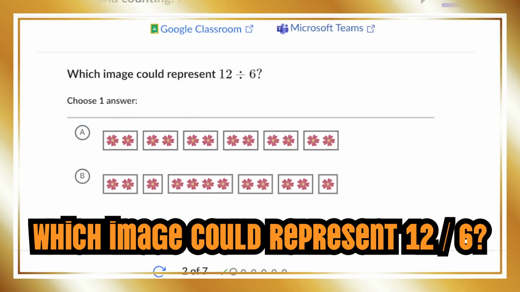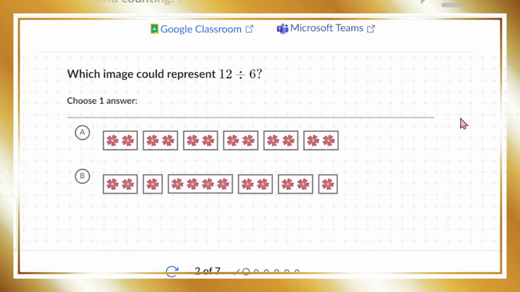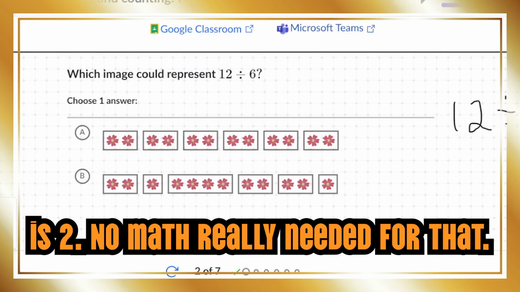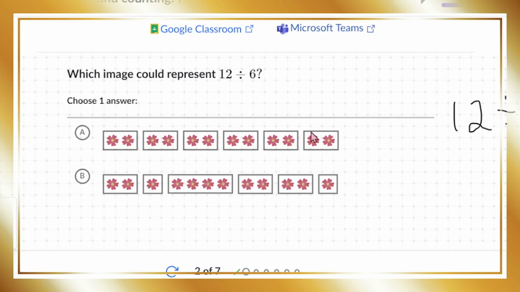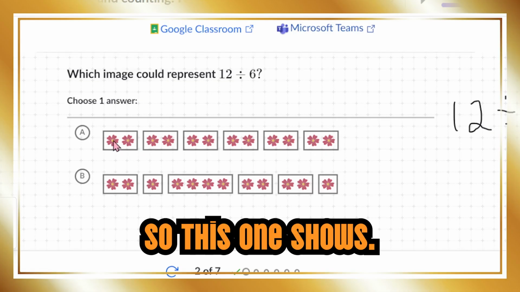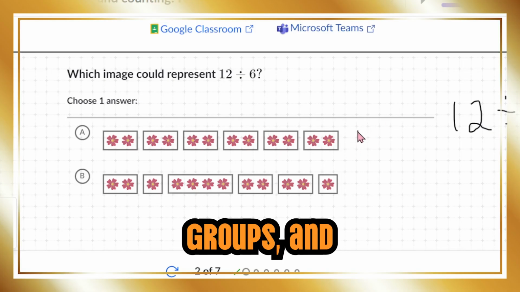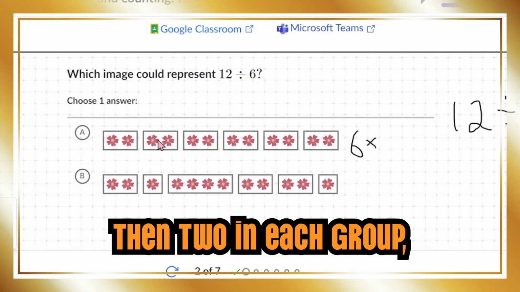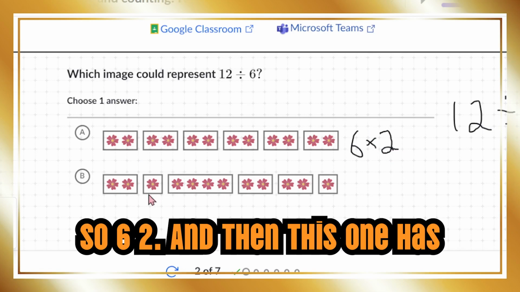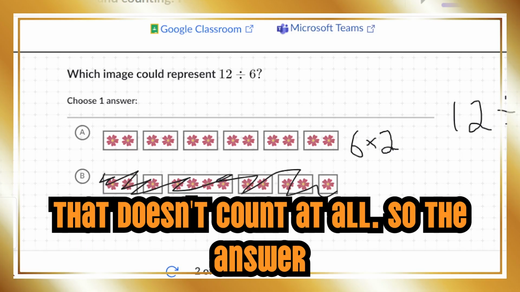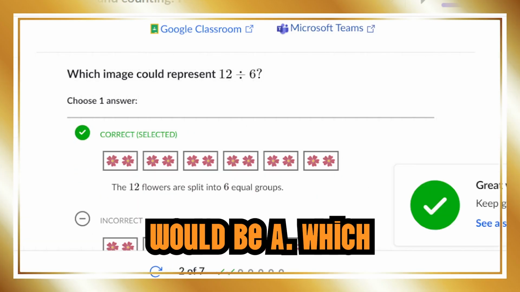Which image could represent 12 divided by 6? So we know that 12 divided by 6 is 2. No math really needed for that. So this one shows 1, 2, 3, 4, 5, 6 groups, and then 2 in each group. So 6 times 2. And then this one has unequal groups, so that doesn't count at all. So the answer would be A.